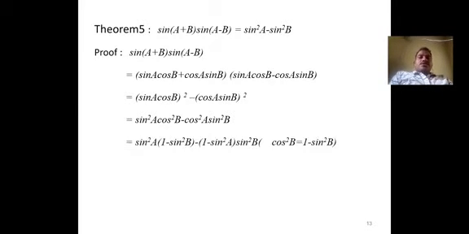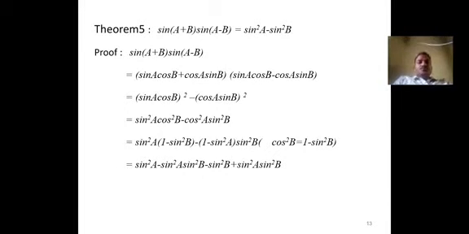So sine square A into 1 minus sine square B minus 1 minus sine square A into sine square B, because the formula for cos square theta is 1 minus sine square theta. Therefore, sine square A minus sine square A sine square B minus sine square B plus sine square A sine square B. Here sine square A sine square B, one is positive, one is negative, they will cancel. The remaining is sine square A minus sine square B.